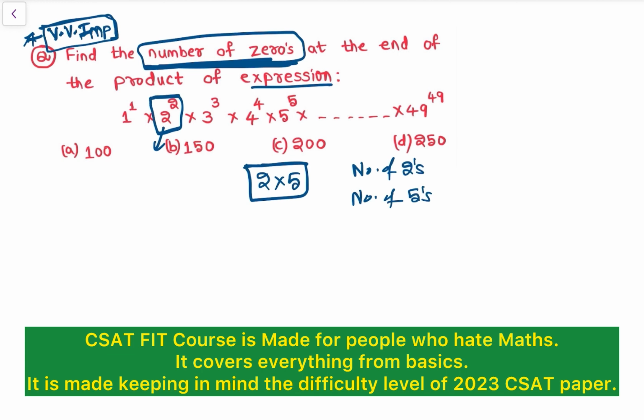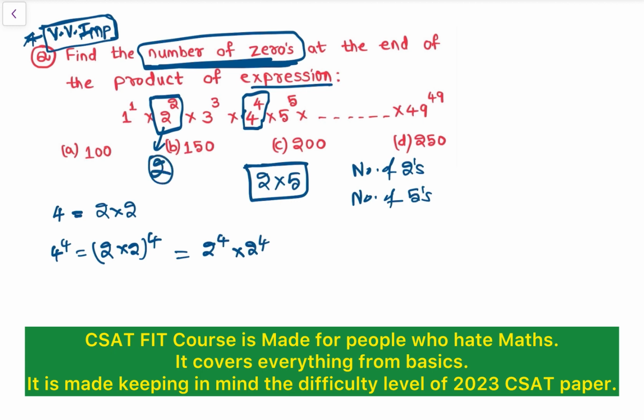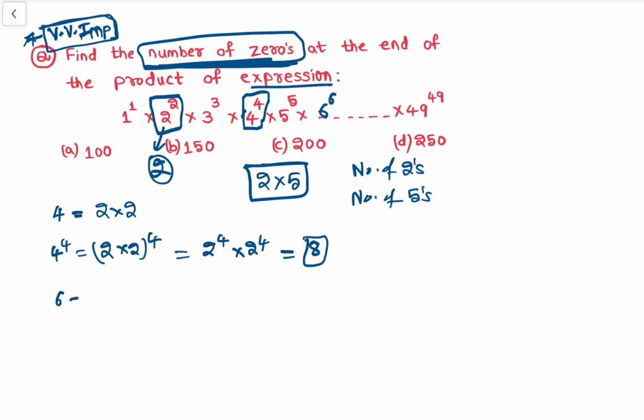So 2 to the power 2, then 4 to the power 4, then 4 can be written as 2 into 2. ठीक है, so 4 to the power 4 would become 2 into 2 to the power 4. ठीक है, that would be 2 to the power 4 into 2 to the power 4. So that means either number of 2s count करो. So here 2 2s are there, here 4 plus 4, that is 8 2s are there, and if we see in 6 to the power 6 आएगा next expression, and 6 can be written as 3 into 2. So 6 to the power 6 is written as 3 into 2 to the power 6. So that means here also we are getting 6 2s.